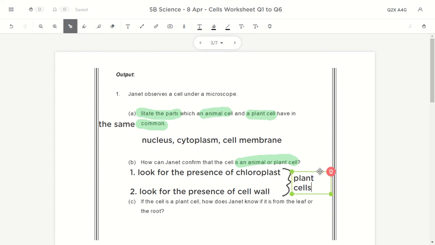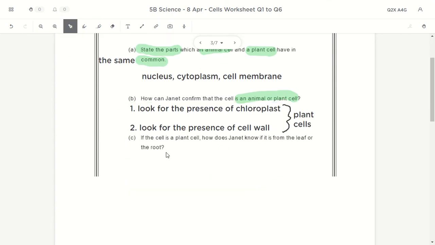Okay, so how do we differentiate between animal and plant cell is that we look out for the presence of chloroplast, look out for the presence of cell wall. If it has chloroplast, it means that it's a plant cell. If it has a cell wall, it means that it's a plant cell, because only plant cells have chloroplast and cell wall. I mean, not all plant cells have chloroplast, but with a chloroplast, it probably means that it is a plant cell also. But definitely with a cell wall, it's a plant cell for sure.